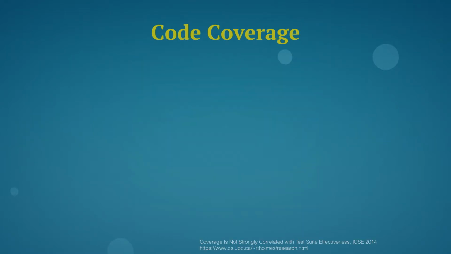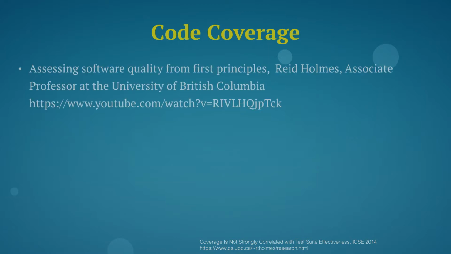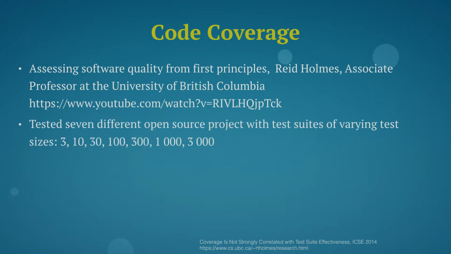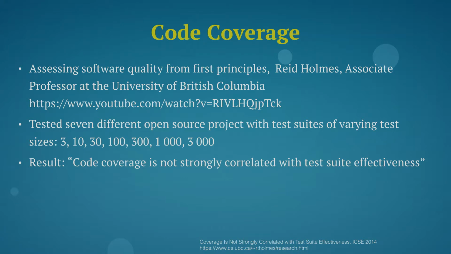Okay, I'm going to show you something in just a little bit of depth just to show you that this is not easy sometimes. So assessing software qualities from first principles, there's a fellow by the name of Reid Holmes, associate professor at UBC. You can go to that YouTube. I recommend it. This is a recent YouTube, I think it's within a year or so. And he tested 7 different open source projects with test suites of varying test sizes, 3, 10, 30, so on. The result was code coverage is not strongly correlated with test suite effectiveness. Well, that's interesting. That's a little bit counterintuitive.